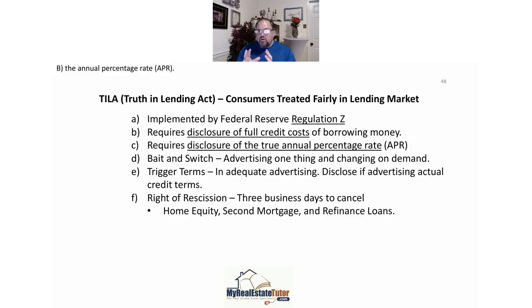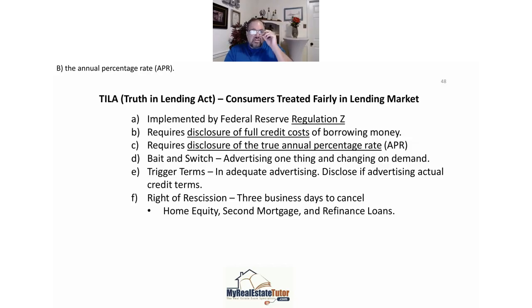So the Federal Reserve does monetary policy, and one of them is they passed this Truth in Lending Act. So it's to treat all customers fairly in the lending market. It requires, under B and C, full disclosure of all credit costs, and it also discloses the true annual percentage rate. TILA, Truth in Lending Act.